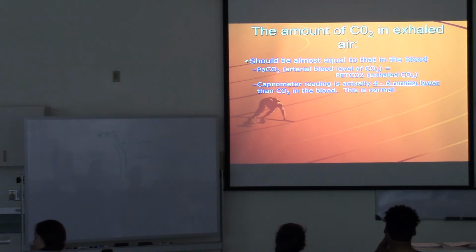And then comparing exhaled CO2 to arterial blood, there's an equation. It tells you that the CO2 in exhaled air should be almost equal to that in the blood. PaCO2 is the arterial blood level of carbon dioxide, and PEtCO2 is exhaled carbon dioxide. So the capnometer reading is actually 4 to 6 millimeters mercury lower than the CO2 in the blood, and this is normal.